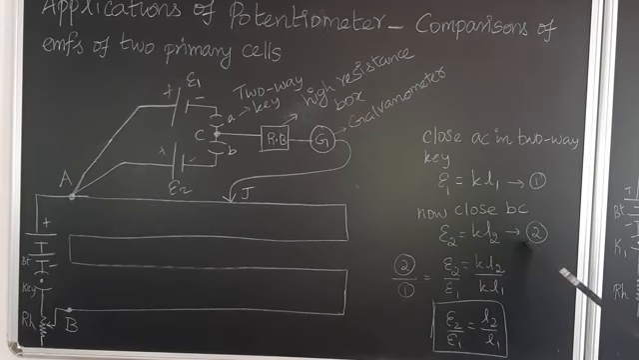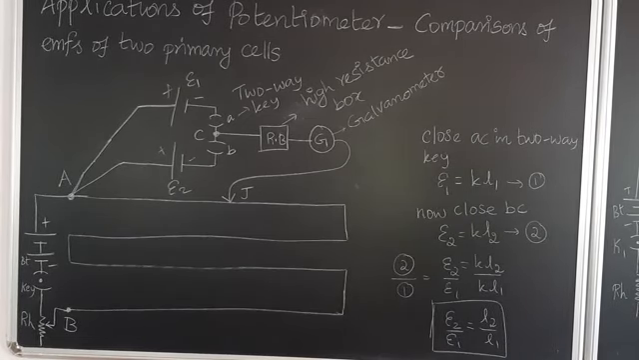Now I divide equation 2 by equation 1. So E2 divided by E1 is equal to K into L2 divided by K into L1. I can cancel K. So E2 divided by E1 is equal to L2 by L1. So we can compare the EMF with respect to their null points, L2 divided by L1. We can easily compare the EMF of two primary cells. I hope you understand well.